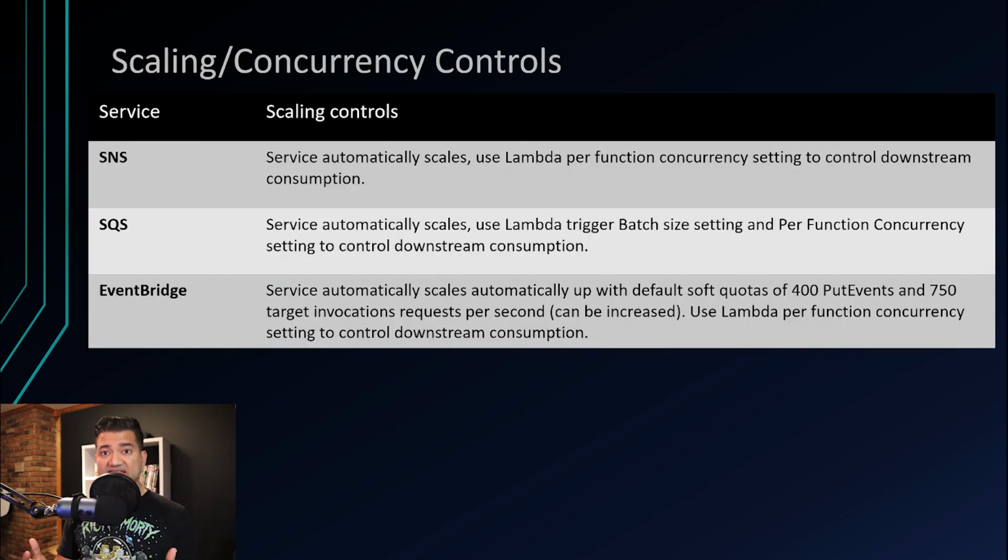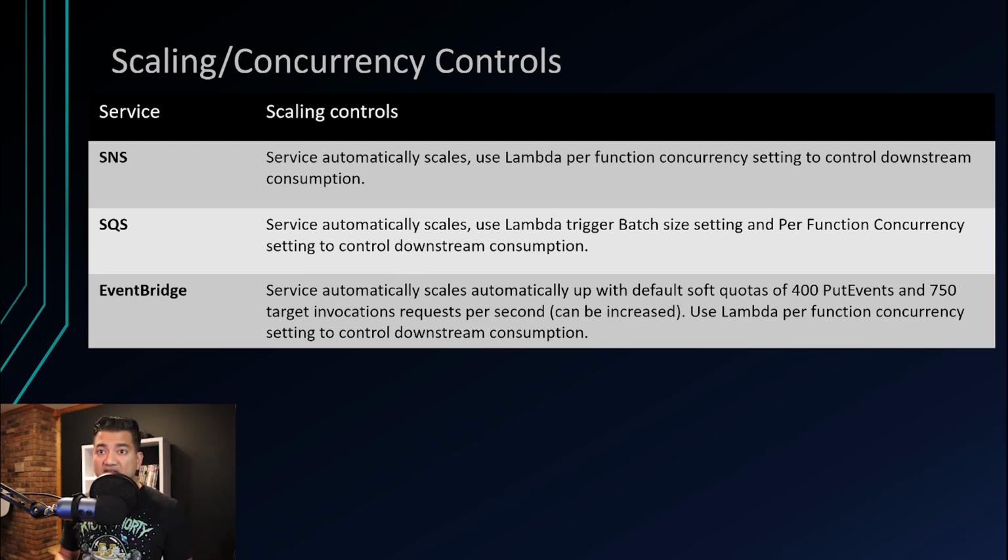So on the scaling and concurrency controls, SNS automatically scales. You can use Lambda per function concurrency setting to control downstream consumption. SQS also automatically scales. Use Lambda trigger batch size setting and per function concurrency setting to control downstream consumption. EventBridge also automatically scales up.